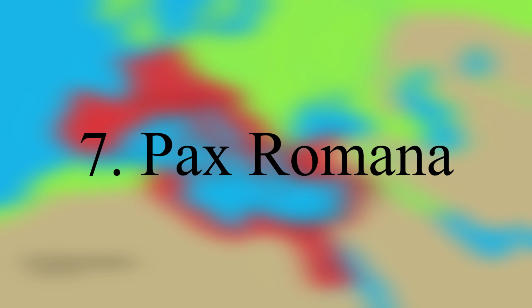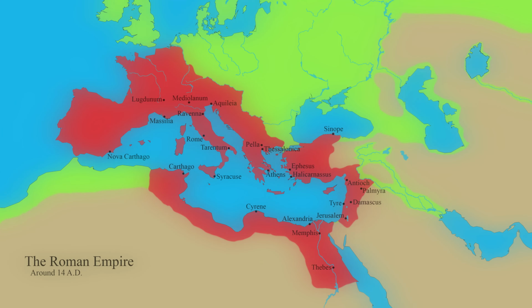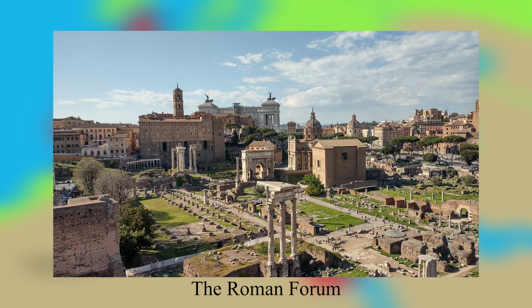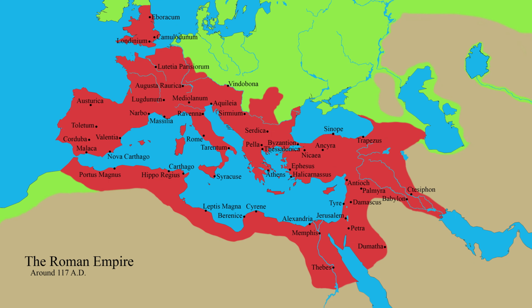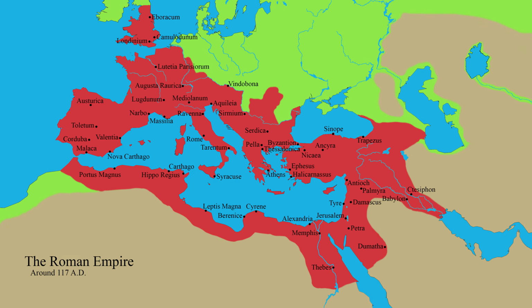Number 7. The Pax Romana. The reign of Augustus ushered in what historians call the Pax Romana, which ended with the death of the Emperor Marcus Aurelius in 180 AD. In this period, the Roman Empire enjoyed 2 centuries of general peace, with no major conflicts, and enjoyed large economic growth. The provinces of the empire would become increasingly Romanized, and the empire would grow to its largest extent. The Pax Romana is generally considered to be the golden age of the Roman Empire.